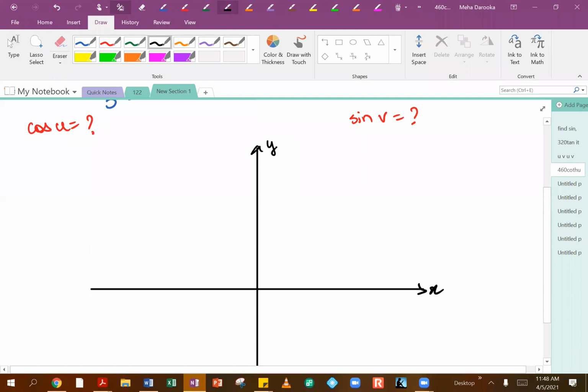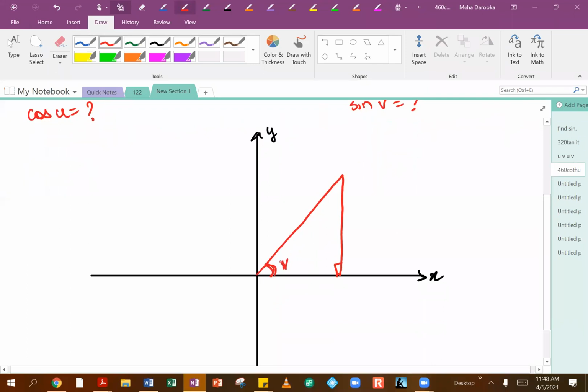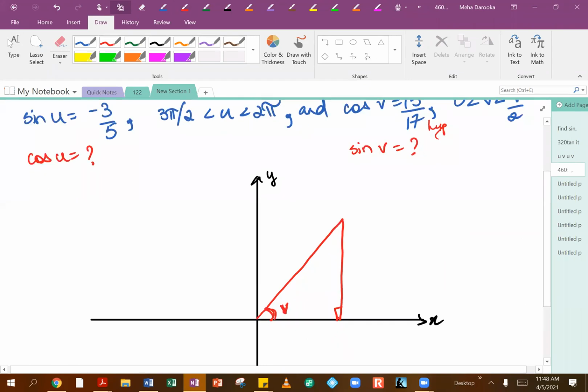So obviously, if this is a quadrant 1 angle, you can draw your right triangle looking like this. And your quadrant 1 angle, remember, is angle V. So that is going to be V over here. Now they're giving you cosine of V equals 15 over 17. So remember, your cosine function is defined as adjacent over hypotenuse. So that actually means 15 is going to be the measurement for your adjacent side, and 17 is going to be for the hypotenuse.